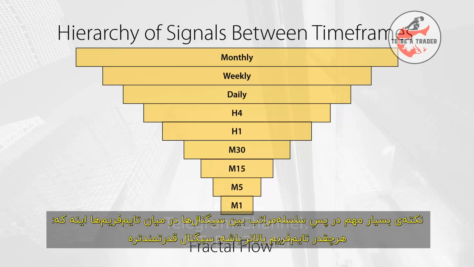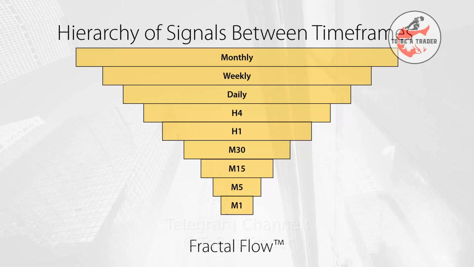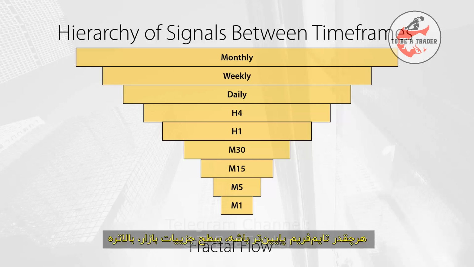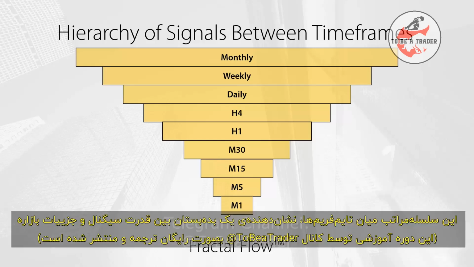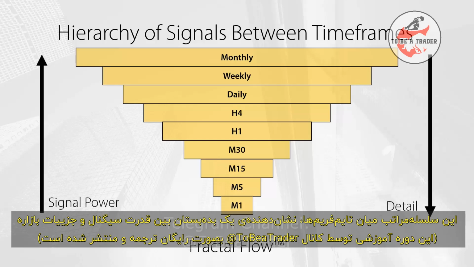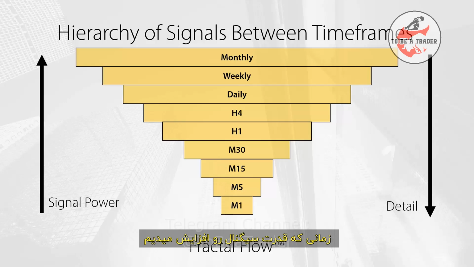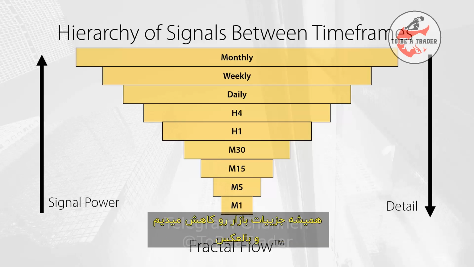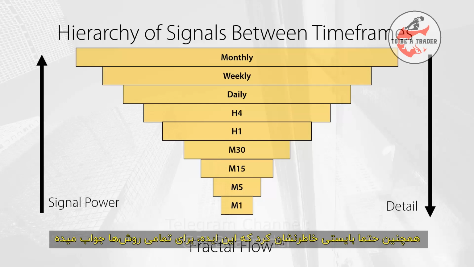To sum up, the essential point behind the hierarchy of signals between timeframes is that the higher the timeframe, the stronger the signal. The lower the timeframe, the higher the level of market detail. This hierarchy of timeframes displays a trade-off between signal power and market detail. When we increase signal power, we always decrease market detail and vice versa. It's important to point out that this idea works for any technique as well.